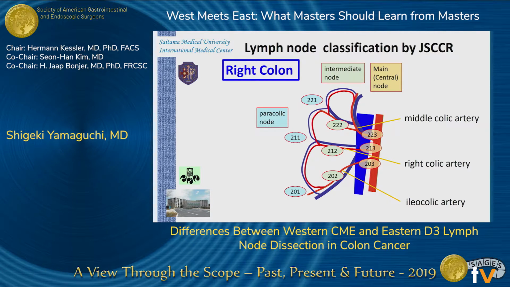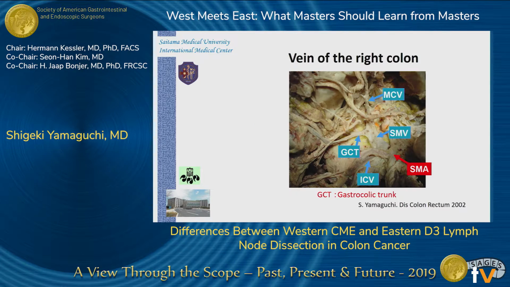So if we look at the artery and vein for D3 dissection, most Japanese surgeons, including me, are doing only the vein lymph node dissection. And in most cases, we should do the right colic area. This is from 2002 literature on the right colic veins. Here is the gastrocolic trunk. This is a little bit complicated structure, and we usually remove this trunk. This is on the surface of the superior mesenteric vein.